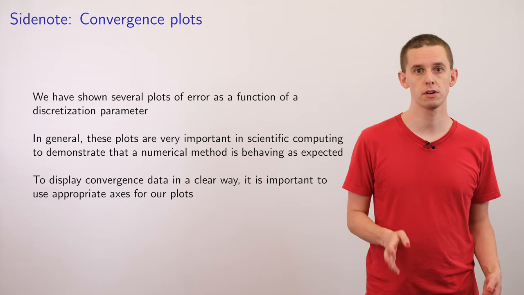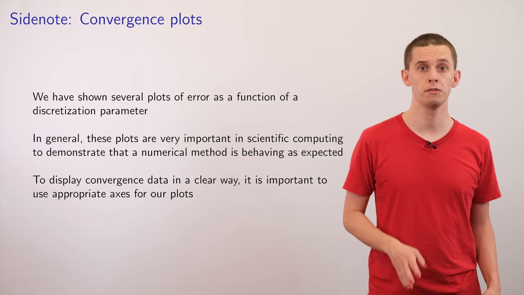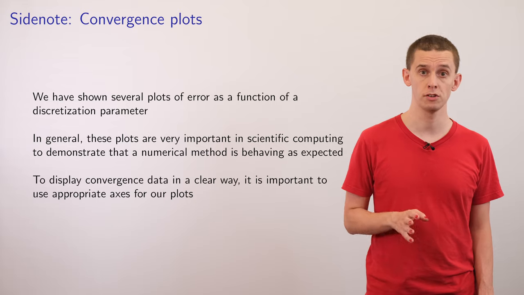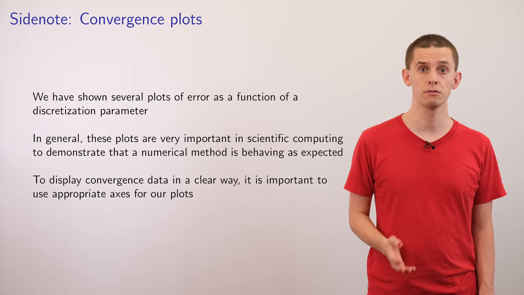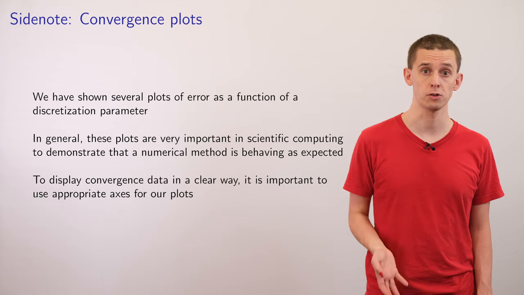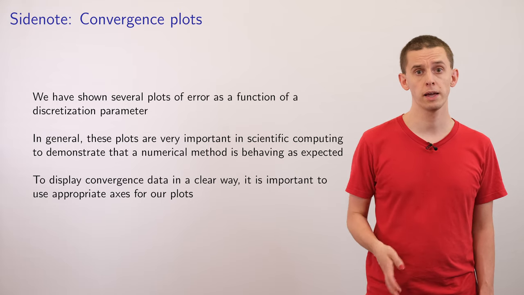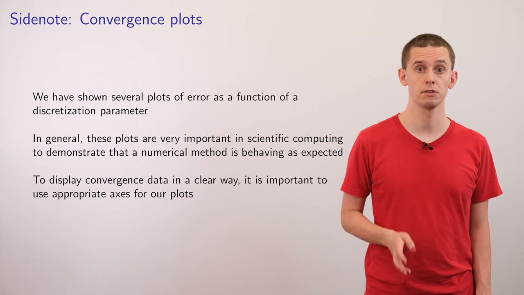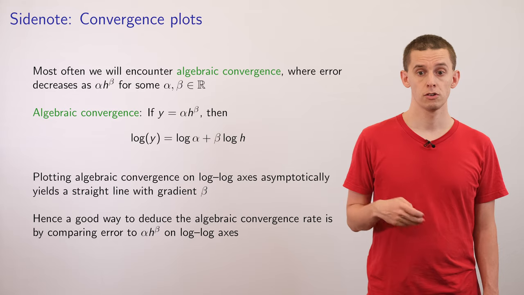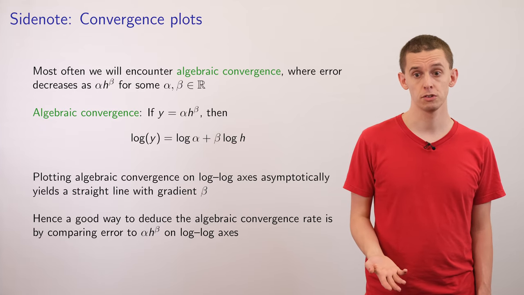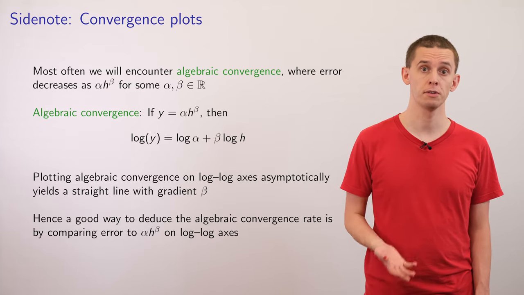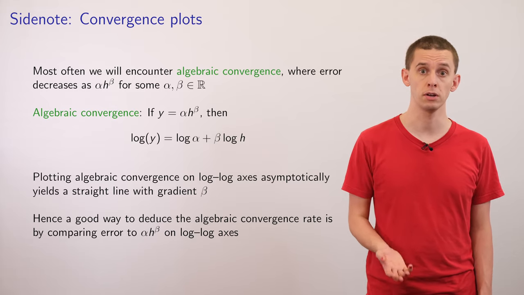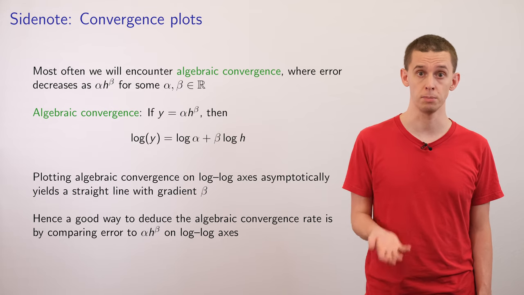So we've now shown several plots of error as a function of discretization parameter. And in general, plots like these are very important in scientific computing because they allow us to confirm that our numerical method is performing as expected. To display convergence data in a clear way, it's often important to choose the correct axes for our plots. Most often we'll encounter algebraic convergence, where error decreases like alpha h to the beta for some alpha and beta. So suppose we have this situation and our error y is equal to alpha h to the beta.